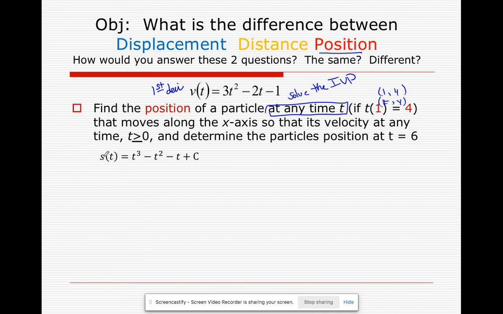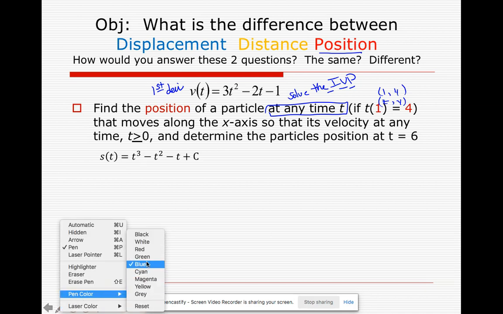Okay, I was fancy and I called my position equation S. You don't have to, you can just call it Y. But remember, I didn't need this plus C when I was evaluating a definite integral. But this time I'm solving the initial value problem. So I took the antiderivative of both sides.